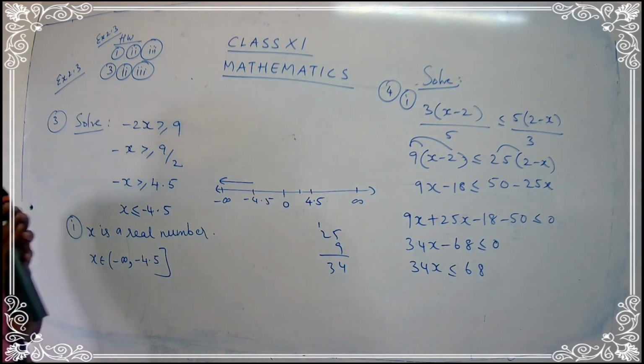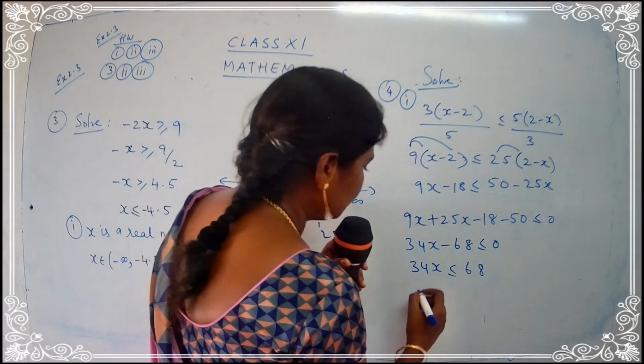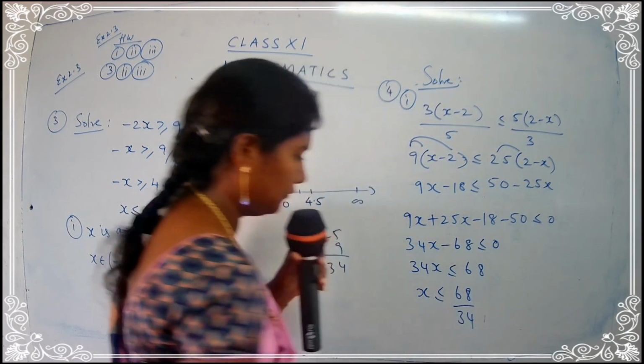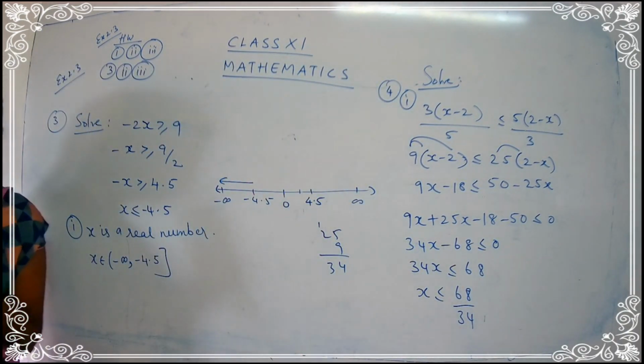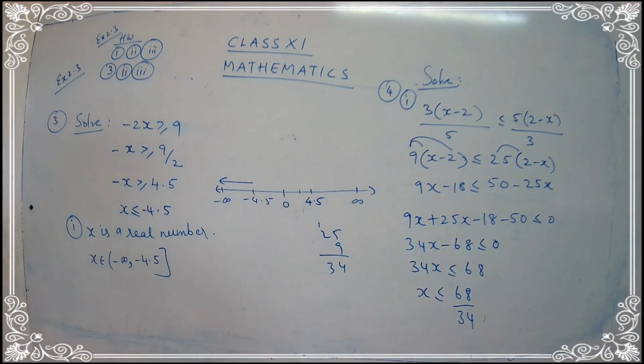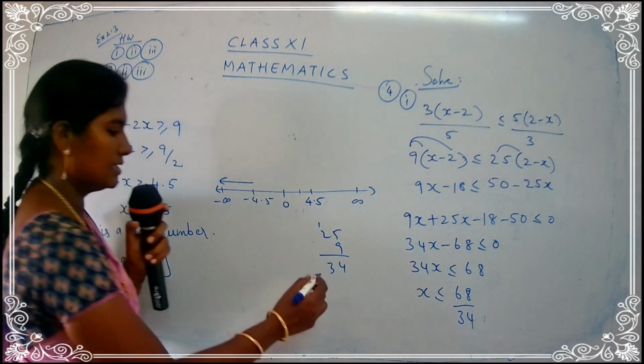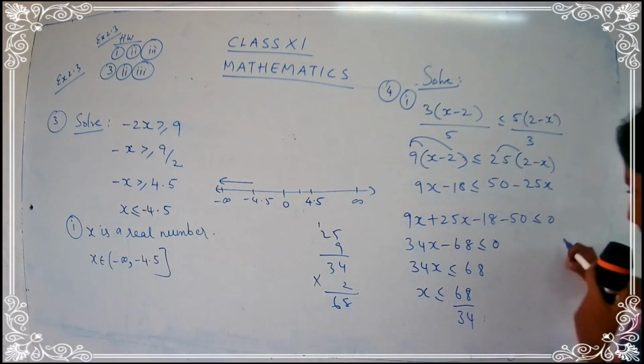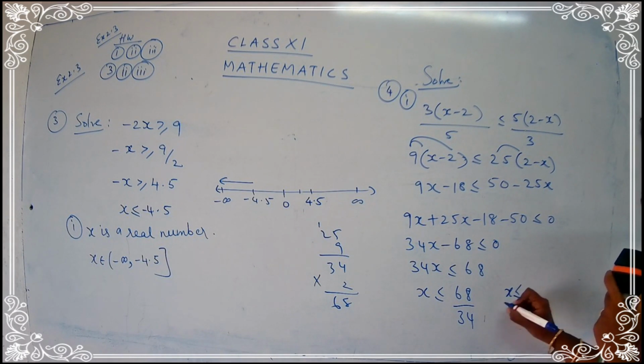Okay, so now what are we going to do? So this is equal to x less than or equal to 68 upon 34. I'm going to divide by 34. I'll take the 34 to the RHS part. So what you get? x is less than or equal to 68 upon 34. So what is the answer, children? Yes, 2s are. See, double of 34 is 68. 34 2s are 68. So write down here x is less than or equal to 2.